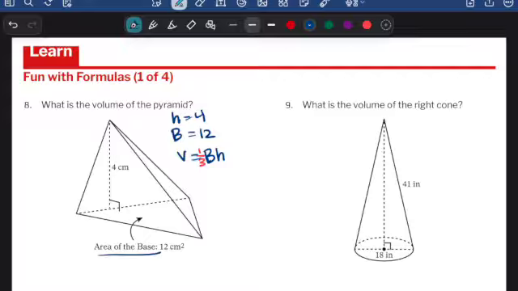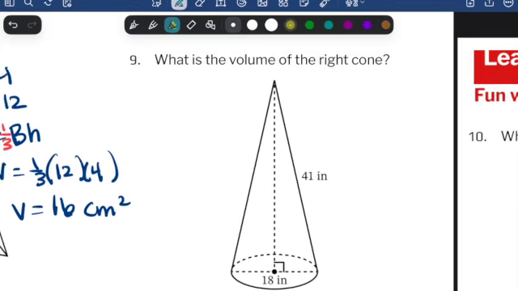Let's substitute our numbers so we can calculate the volume of this pyramid. 1/3 times 12 times 4. 1/3 times 48. The volume would be 16 centimeters cubed. Okay, number 9. Let's see what the diagram gives us.